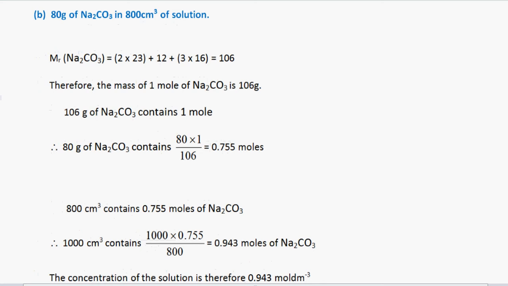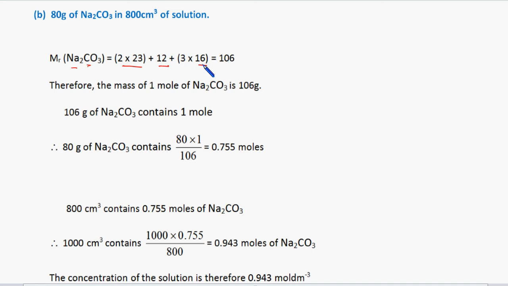The second part of the question asked for the concentration of a solution containing 80 grams of sodium carbonate in 800 cm cube of solution. Like in the previous example, we need to find the relative formula mass of sodium carbonate. Sodium has mass number 23, but we have 2 sodium atoms here, so it's 2 by 23. We have 1 carbon atom, the mass number is 12. We have 3 oxygen atoms, and the mass number of oxygen is 16, so it's 3 multiplied by 16. We add this up and we get 106.